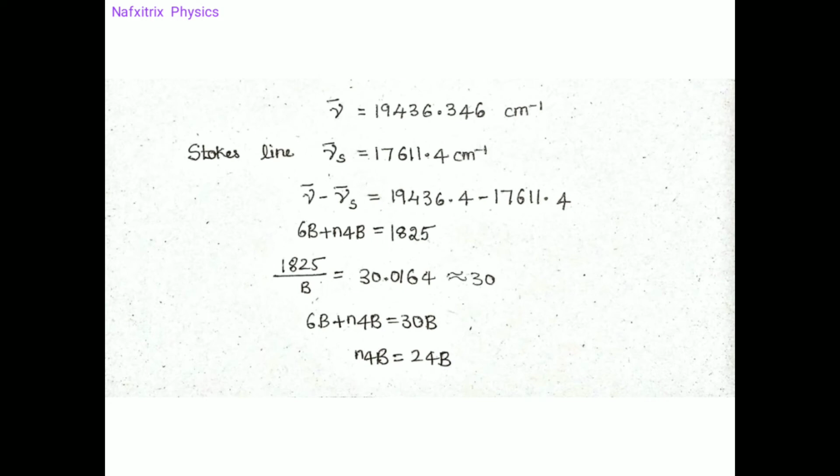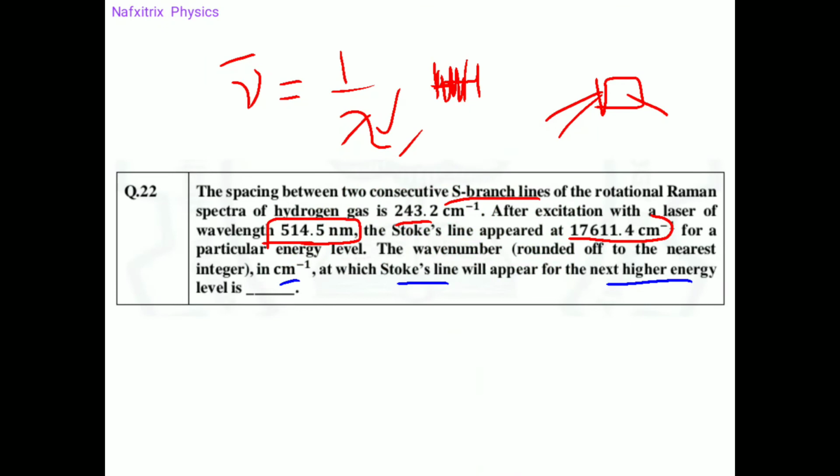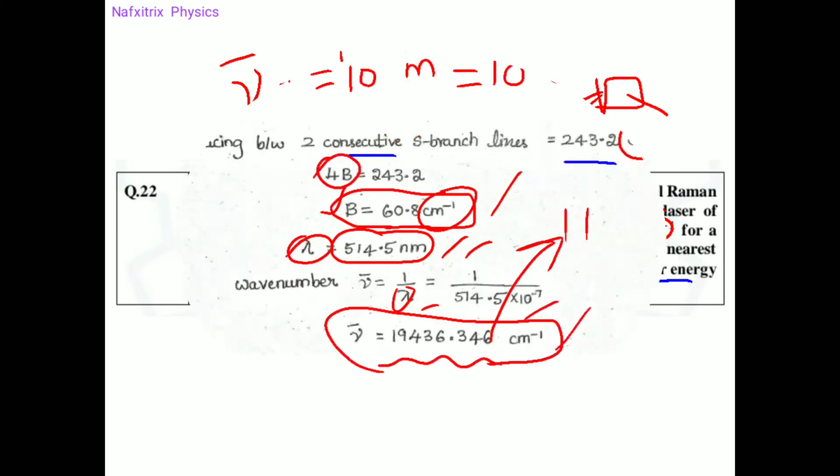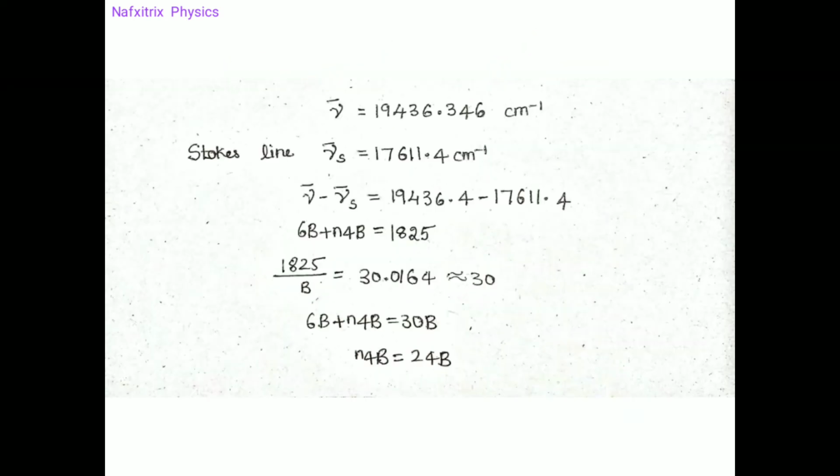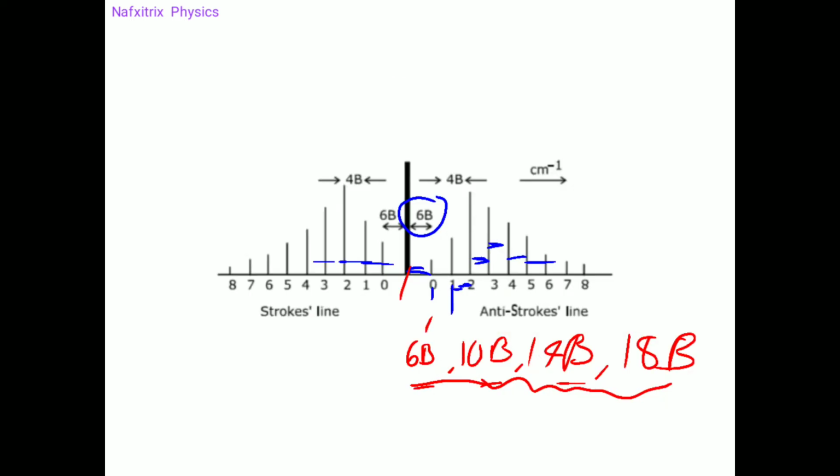the Stokes line. For the Stokes line wave number, they have already given it in the question. The Stokes line appeared at this wave number, so that one we are considering here. This is the wave number of the incident light, that is Rayleigh light. The incident light is Rayleigh light, the same as the incident light. So this is the incident light's wave number, and this is the Stokes line's wave number. We need to find the spacing between them, and then only we could find out which line it is. From this diagram it is clear.